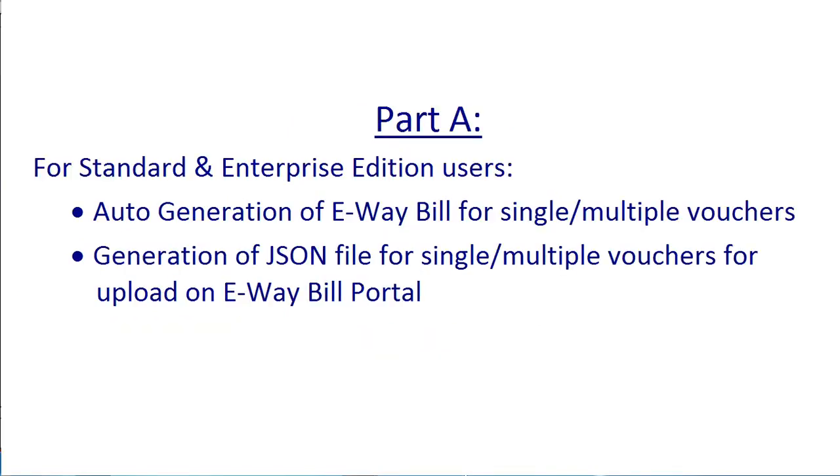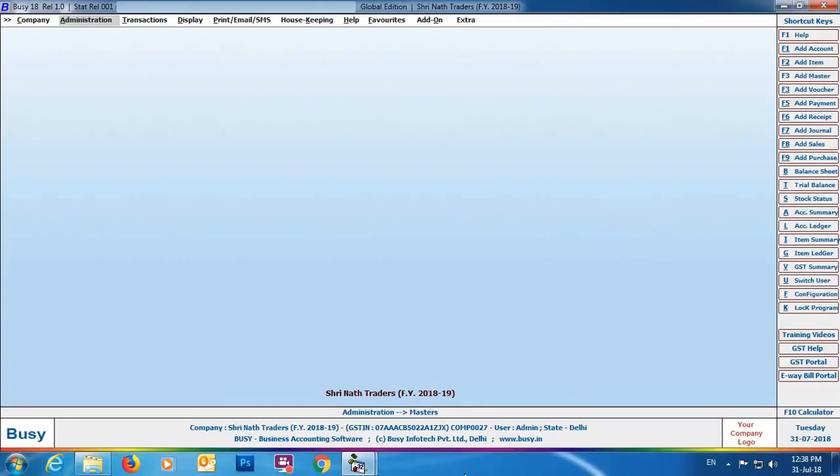First of all, we'll start with part A, that is for standard and enterprise edition users. There are two ways, that is either you can generate e-way bill automatically or you can generate the JSON file. We'll discuss the creation of JSON file, uploading JSON file on the e-way bill portal, and then the e-way bill number which will come out. That e-way bill number we will update in the vouchers. So first of all, we'll start with the configuration part.